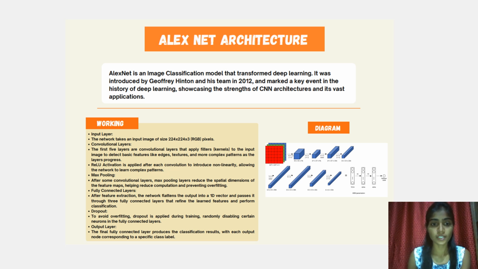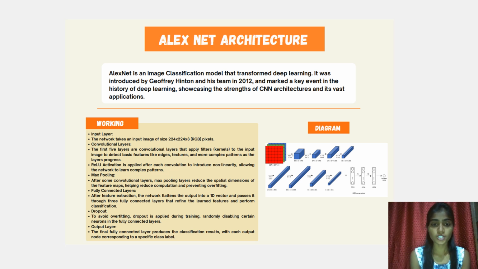Second, the convolution layers. The first five layers are convolution layers that apply filters to the input image to detect basic features like edges, textures, and more complex patterns as the layers process. For this, the ReLU activation function is applied. And the next layer is the max pooling layer.